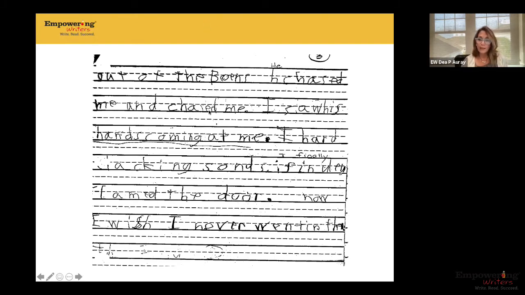Jen, do you want to add anything to that? So we do have a question here. Do you have a list of mentor texts that you recommend for each skill, entertaining beginning, elaborative detail, et cetera?